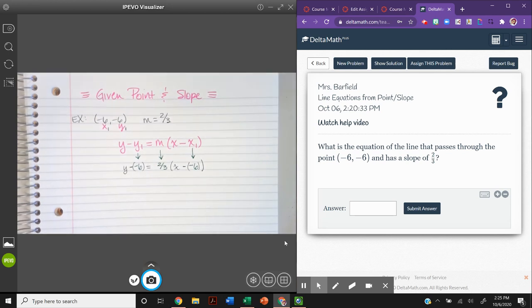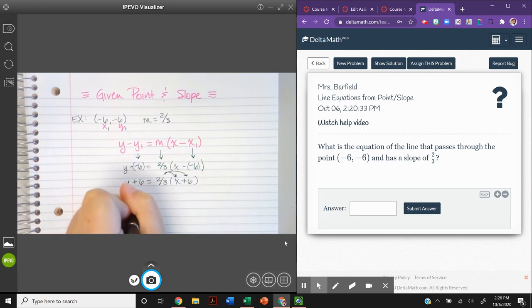Okay, all right. Now I need to clean this up and I need to write this a lot better because I don't want a negative and a negative. So two negatives make a positive. So y plus 6 equals 2/3 times x plus 6. So anytime you have a minus next to a minus, you're going to convert it to a plus sign. Now this is where life might get a little bit tough because you've got some fractions here. I need to distribute.